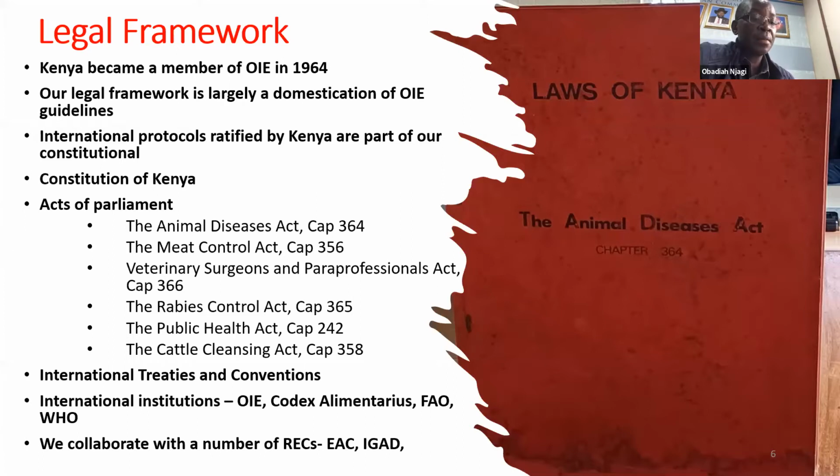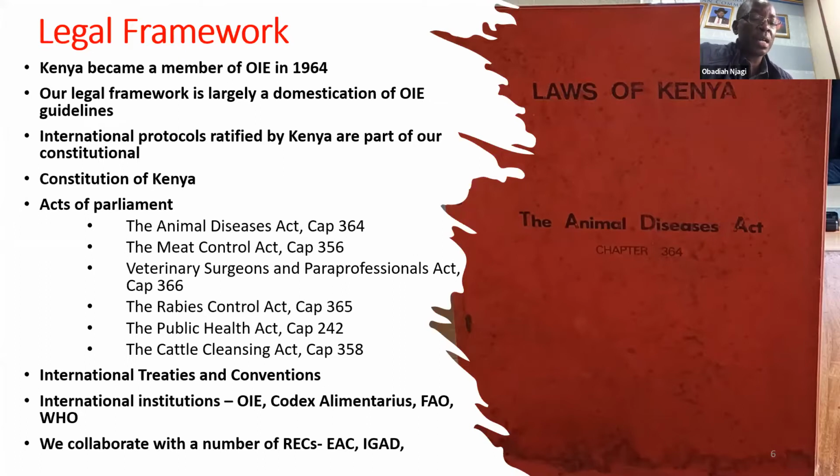We have some key legal instruments, acts of parliament, listed there: the Animal Diseases Act, the Meat Control Act, the Veterinary Surgeons and Professionals Act. This is the one that governs the practice of the profession in Kenya, including the paraprofessionals. The Rabies Act is for the purpose of control of rabies. The Public Health Act is where we interact with our colleagues in human health. A bit of what we do and a bit of what they do have commonalities, and they are captured in the Public Health Act. And then the Cattle Cleansing Act is basically for tick control.